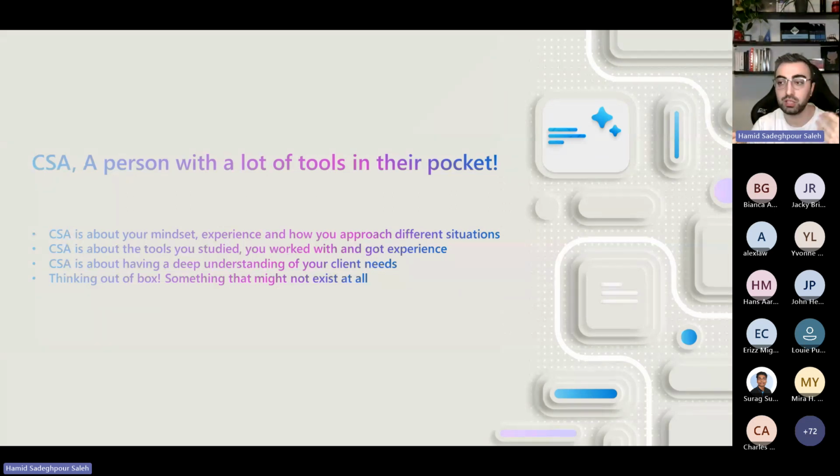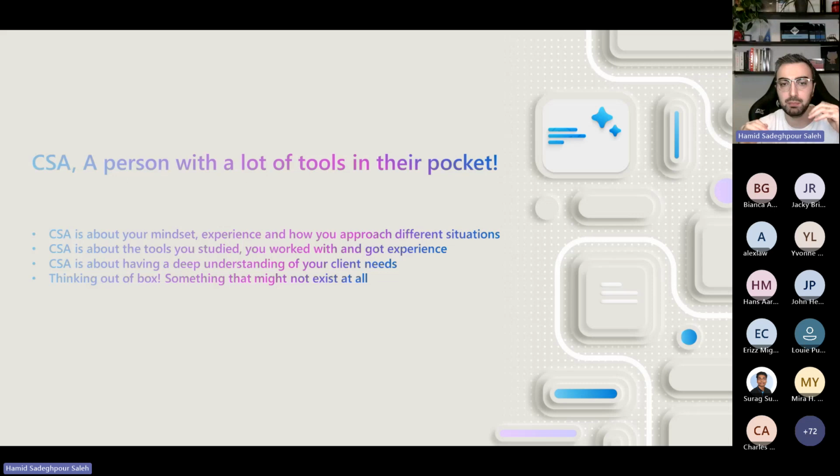So a solution architect or a cloud solution architect is a person with a lot of tools in their pockets. So those people have a lot of experience about technical terms, about soft skills, how to negotiate, how to talk, how to present, how to sell a product, how to sell their ideas, how to sell their knowledge. So it's about mindset, experience, how you approach different solutions. Cloud Solution Architect or CSA is about the tools you studied, you worked with, and you got experience about. So overall, this is about, again, the tools that you learned and you have experience with them.